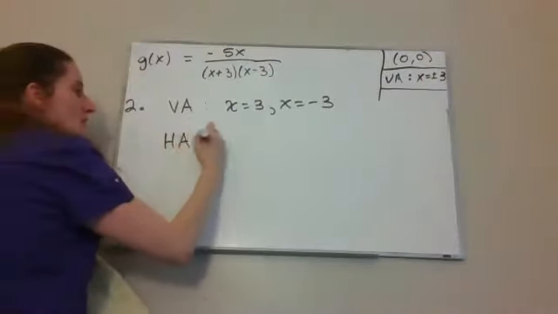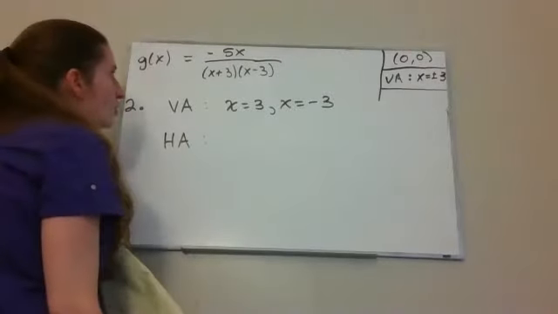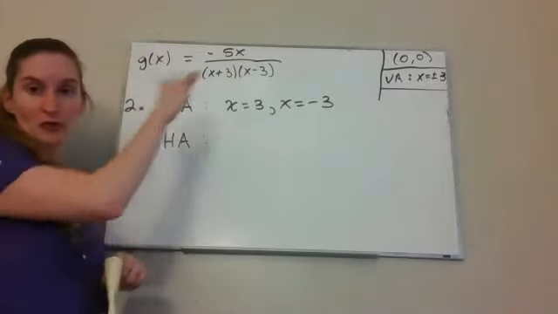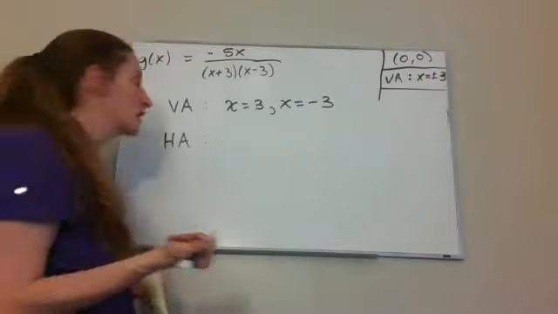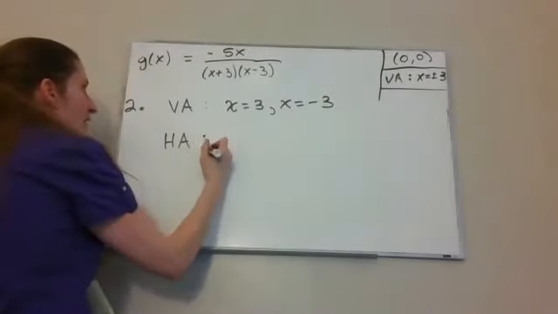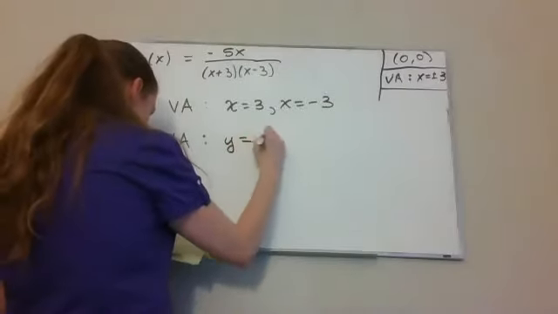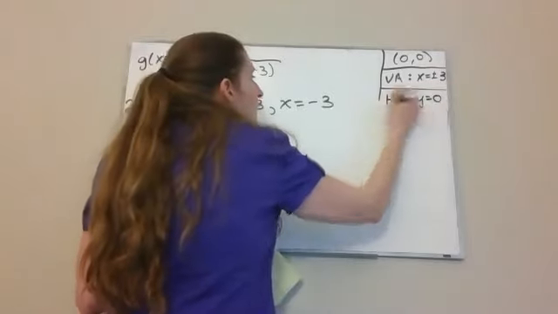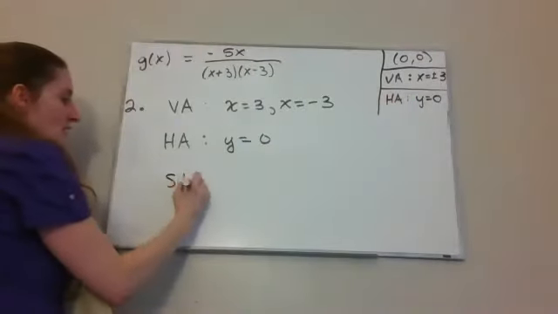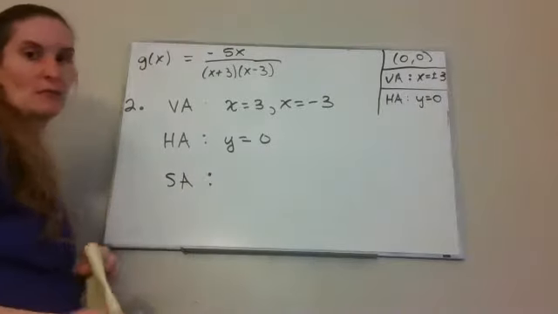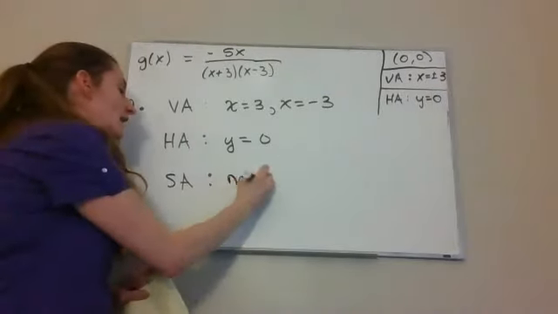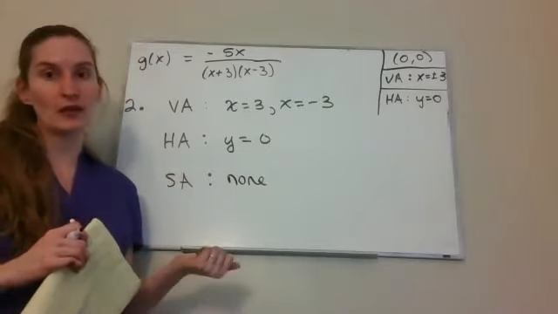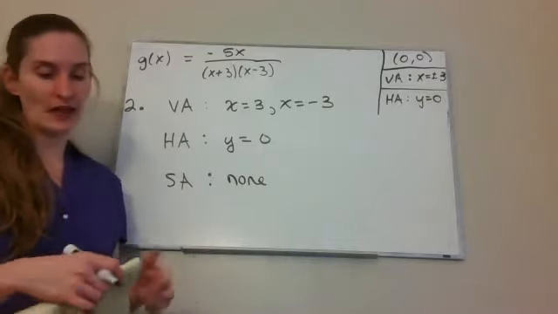Horizontal asymptote. The degree of the numerator was 1. The degree of the denominator was 2. If you forgot that, remember, just redistribute at the bottom and you'll have an x squared. Since the degree of the denominator is larger, this means that y equals 0 is my horizontal asymptote. Do I have a slant asymptote? No, I don't have a slant asymptote because the degree of the numerator is not exactly 1 more than the degree of the denominator. So there is no slant asymptote.